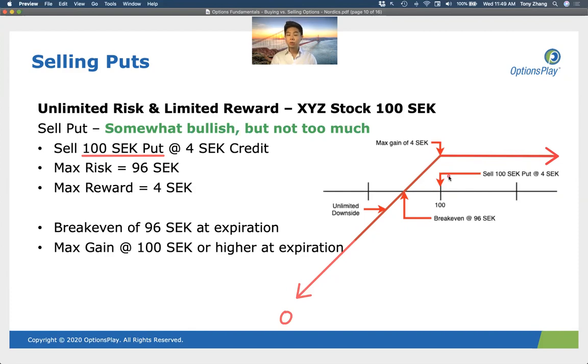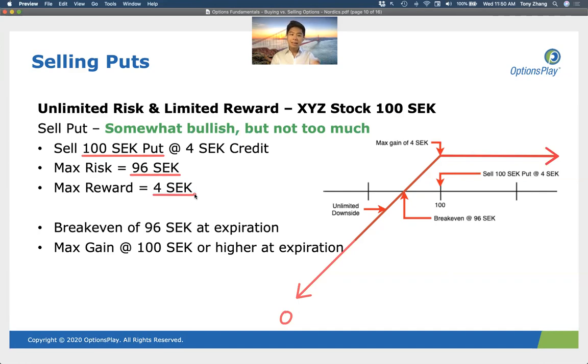Many investors, when they first look at options, will say to themselves, why would I ever want to take on the risk profile where I have limited gains? Here, the most money I can ever make is just 4 crowns. It's a 100 crown stock, but I can only make 4 crowns. And if I get the direction wrong, I can lose more and more money. If the stock goes all the way to 0, I'm risking 96 crowns in exchange for just 4 crowns of potential reward.